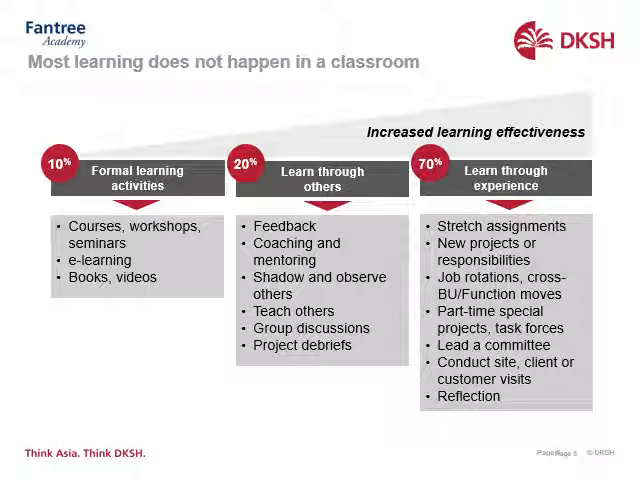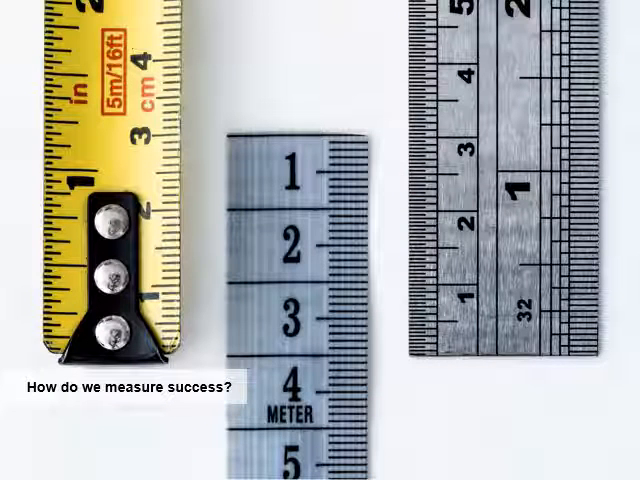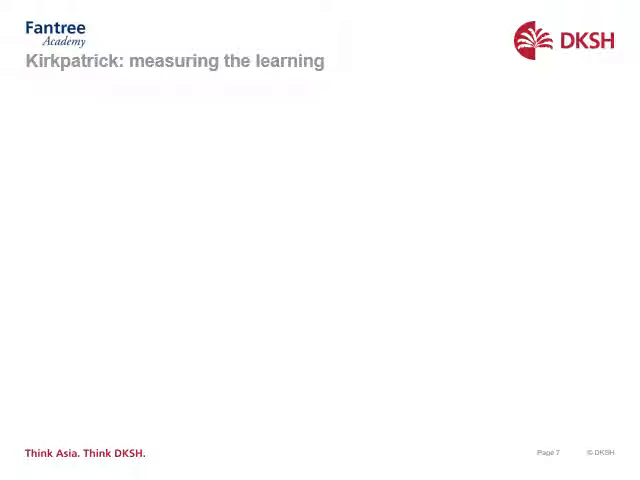Now, another important question here is, how do we measure success? All of this learning, all of this effort and investment and time and energy, is it making a difference? And we use something called the Kirkpatrick model. This actually dates back to the late 1950s, but it's a really simple way to measure effectiveness.